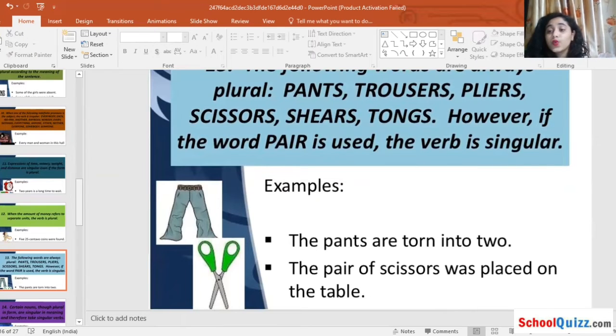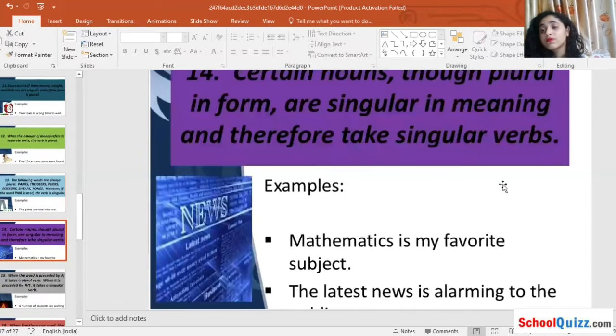Now, why have we written was over here? Because the word pair is given. See, pair means two. Okay. Pair cannot be a single thing. Pair means two. Basically, a single pair is included. It means two scissors were there on the table. Okay. So now I hope you are clear with rule number 13.